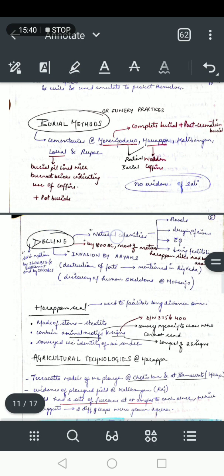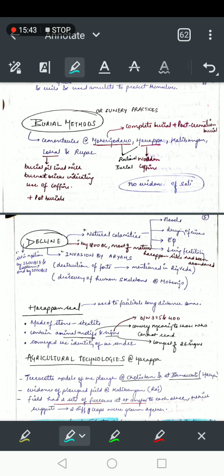Next, burial methods. Now, there were different burial methods or different funerary practices which were practiced by the civilization. There was the use of wooden coffins, coffins made up of bricks, pot burials, complete burials, etc. So, complete burial as well as post-cremation burial. This feature is from Mohenjo-daro.